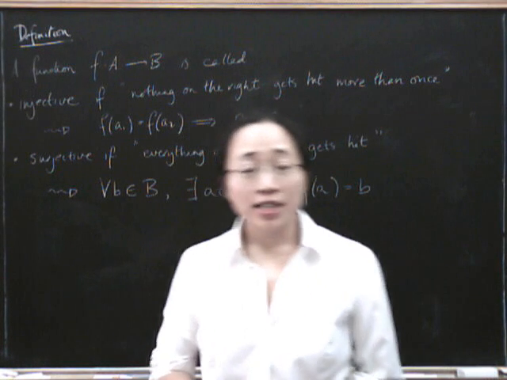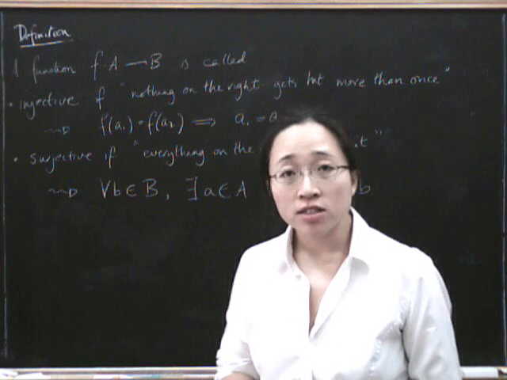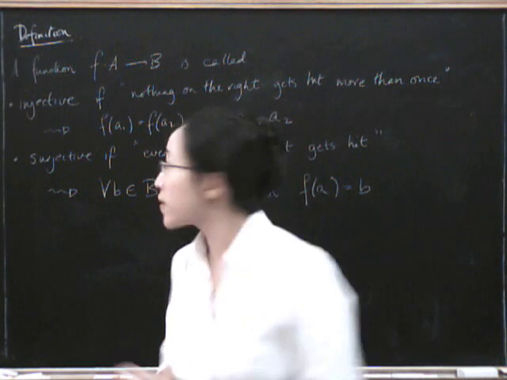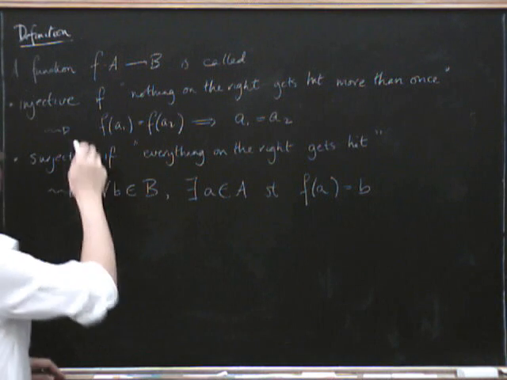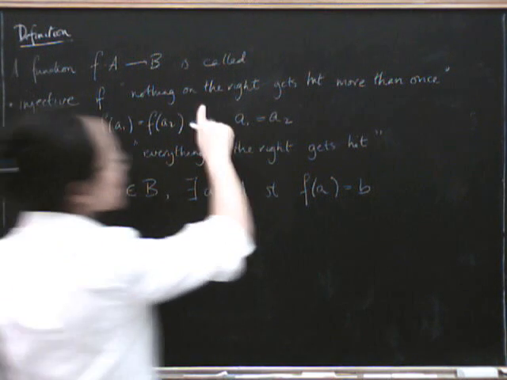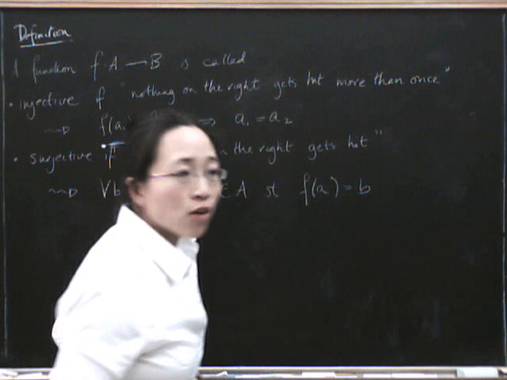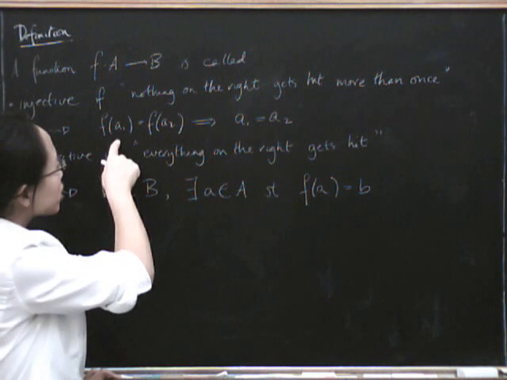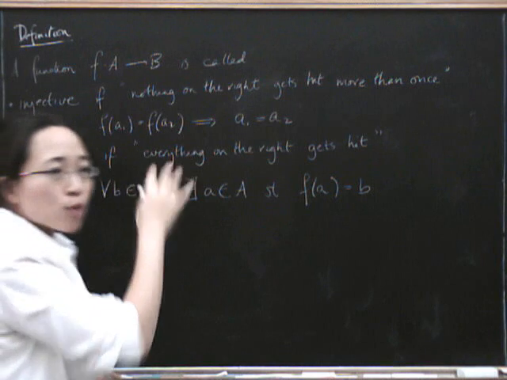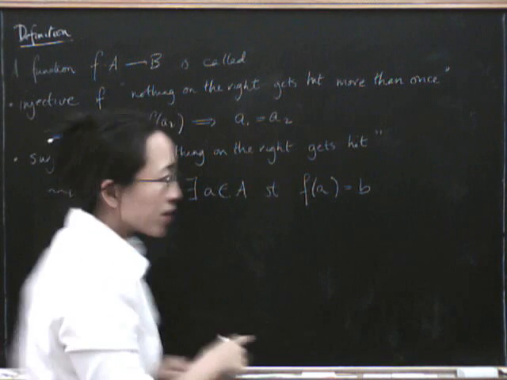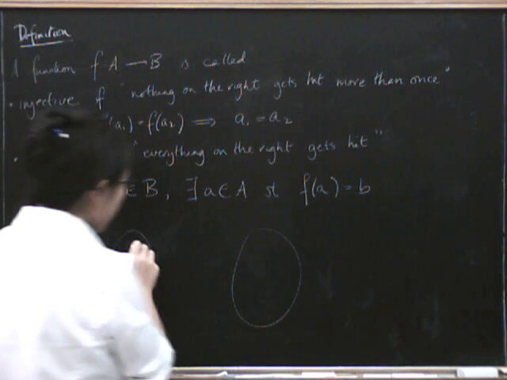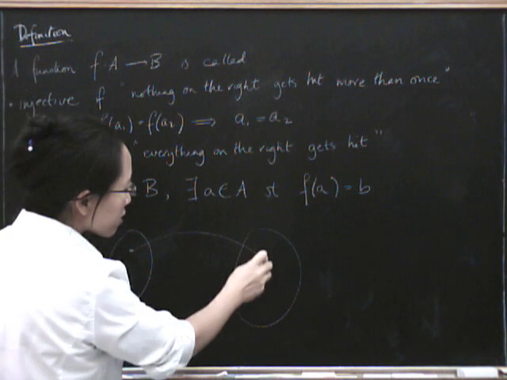Okay, let's have another look at these definitions of injective and surjective to see if we can understand how the formality matches up with the idea. So in this first one, injective, the idea I said is that nothing on the right gets hit more than once. And what this definition is saying, so hit means what happens when you do F to something. You start with some point over here, you do F to it, and it goes over there.